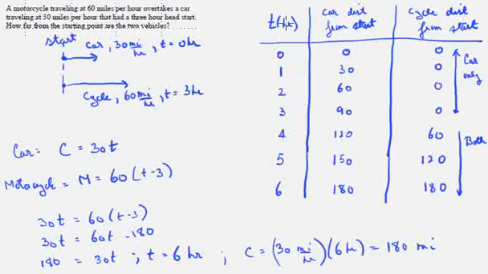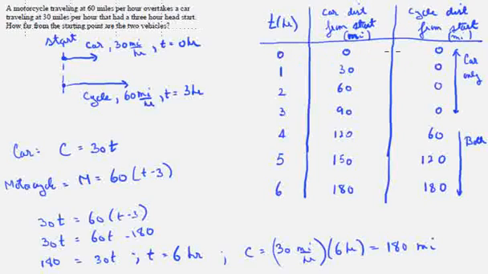The second thing I did was I made a table with 3 columns. The first column, hours from start. Second column, the car distance from the start, and of course this is in miles. And the third column, the cycle distance from the start. Again, this is in miles. And then I simply put the distance from the start for each of the car and the cycle as time marches forward.